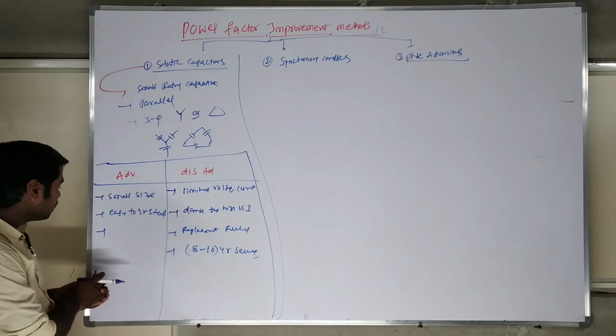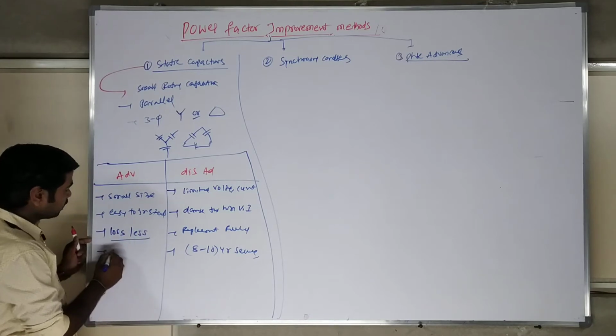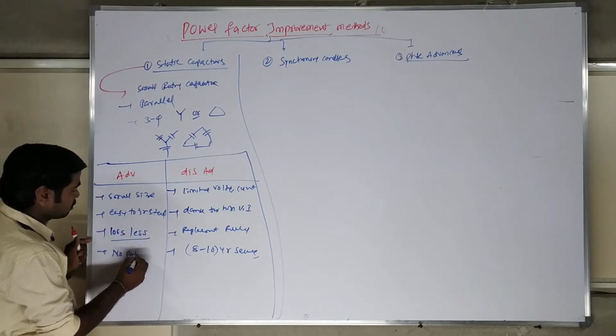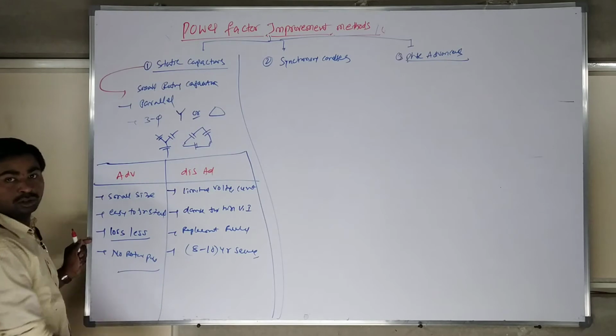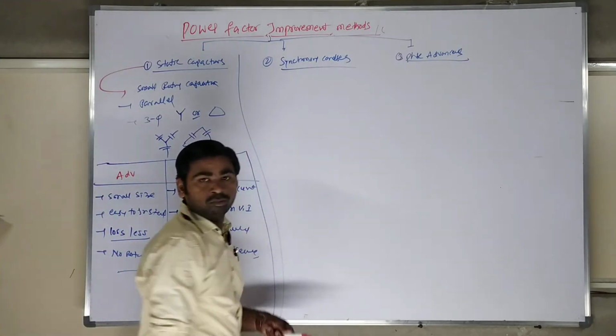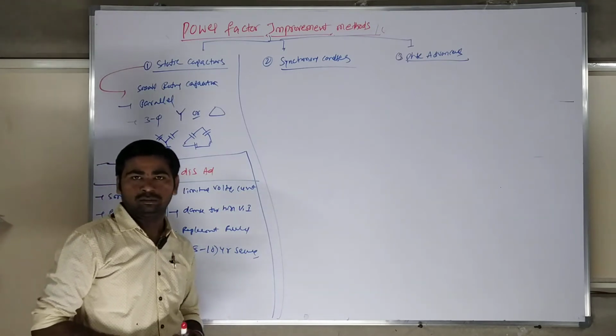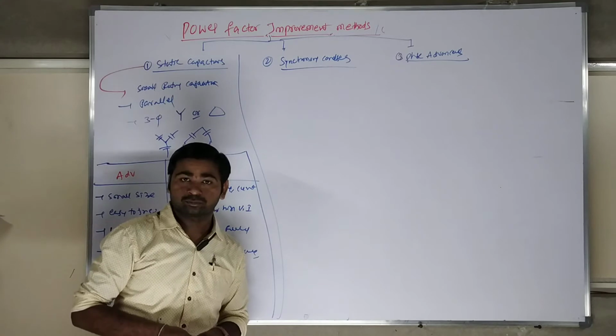One more advantage is that losses are very low, because there is no rotational part. For high ratings, large reactive power, and varying loads, you have to go for a synchronous condenser. So what is a synchronous condenser?